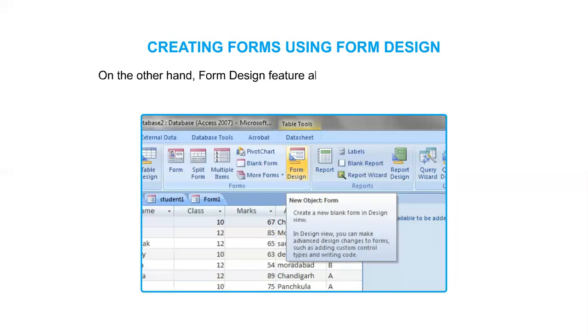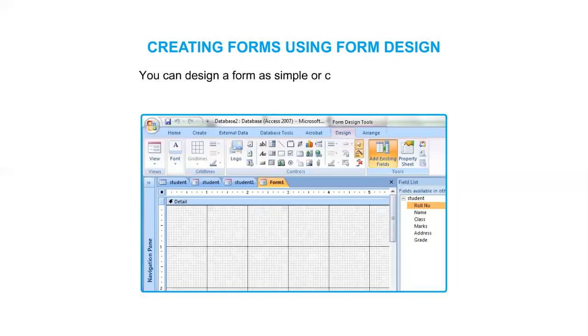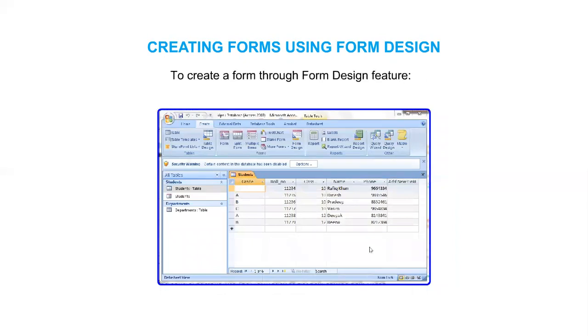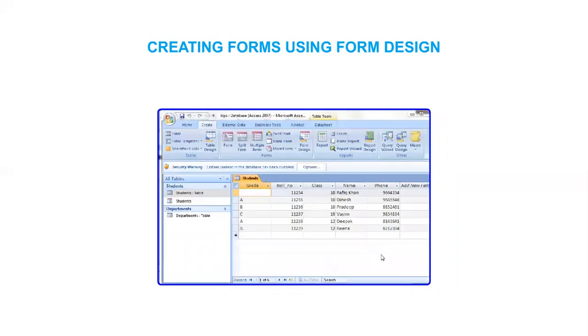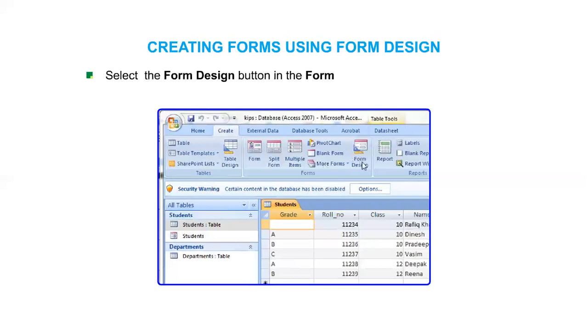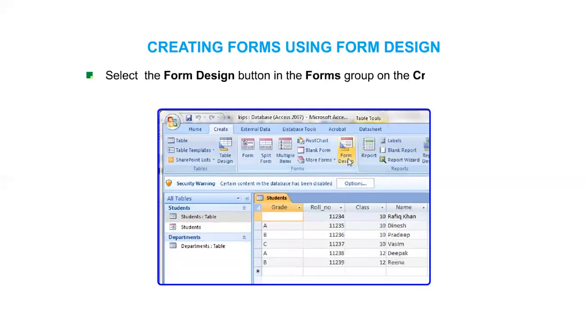On the other hand, the Form Design feature allows you to create a form as per your requirement. It allows for greater control over the appearance and function of the final form. You can design a form as simple or complex as you desire. It is a faster method to create a form. To create a form through the Form Design feature, select the Form Design button in the Forms group on the Create tab.